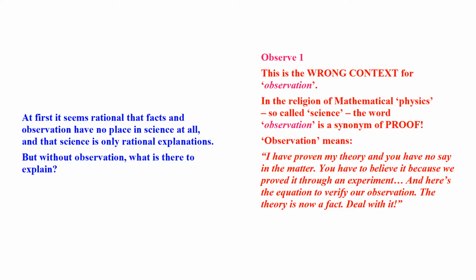Okay, here's the definition of what observation means. So this is argument number 1. This is the wrong context for observation. In the religion of mathematical physics, so-called science, the word observation is a synonym of proof. It's a weapon that is used against you. Observation means I have proven my theory and you have no say in the matter. You have to believe it because we proved it through an experiment. And here's the equation to verify our observation. The theory is now a fact. Deal with it. That's what observation means.